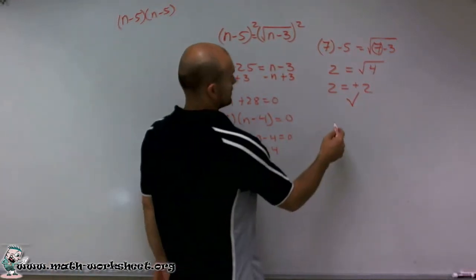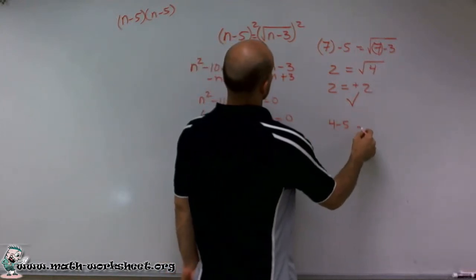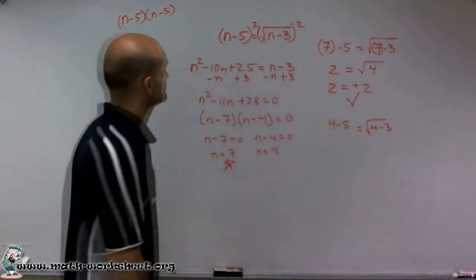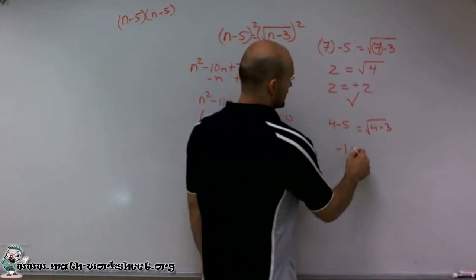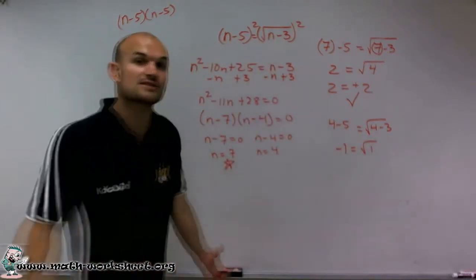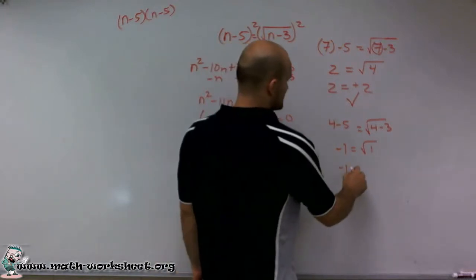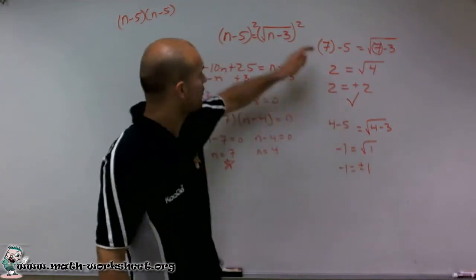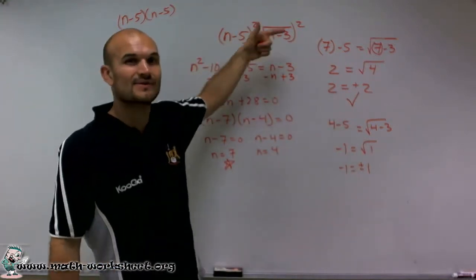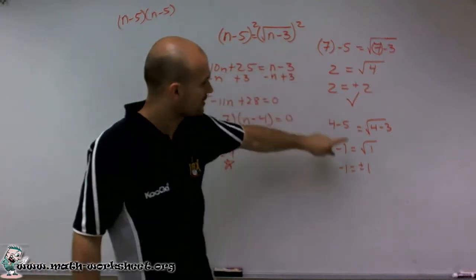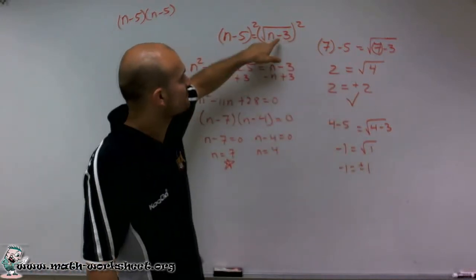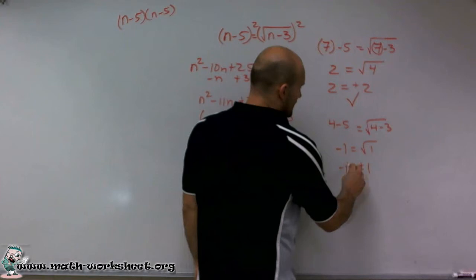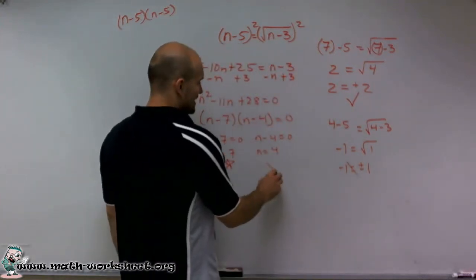Now let's check 4. So I say 4 minus 5 equals the square root of 4 minus 3. So therefore what I have is negative 1 equals the square root of 1. Now again, remember, this could be plus or minus the square root of 1. So negative 1 equals plus or minus 1. Well, be careful though, because if it was negative 1, that would work, but negative 1 minus 3 would give us a negative 4. We can't take the square root of negative 4. Then what if it was positive? Well, even positive 1 minus 3 would still give you a negative number. So therefore, this is not going to work. This is going to be an extraneous solution.